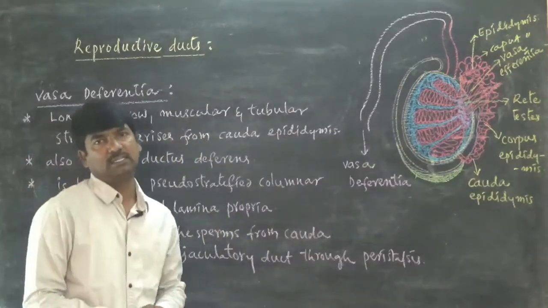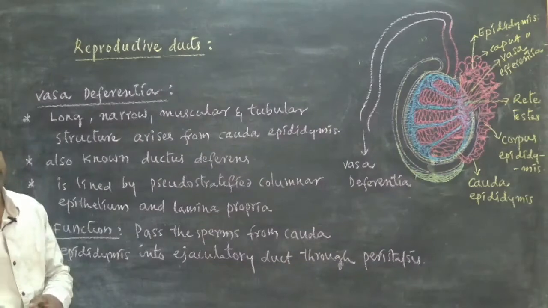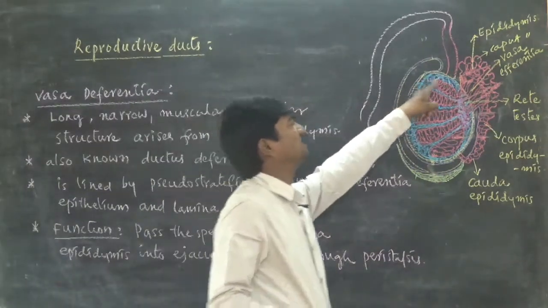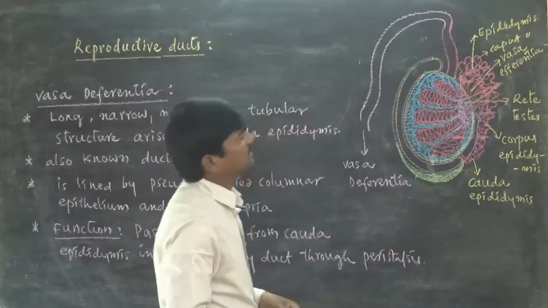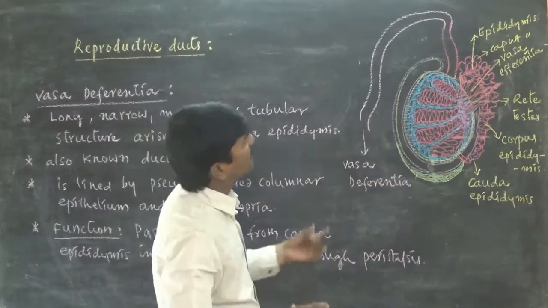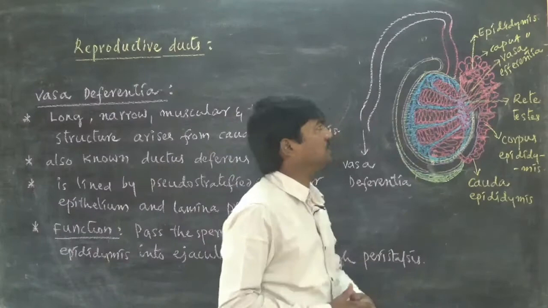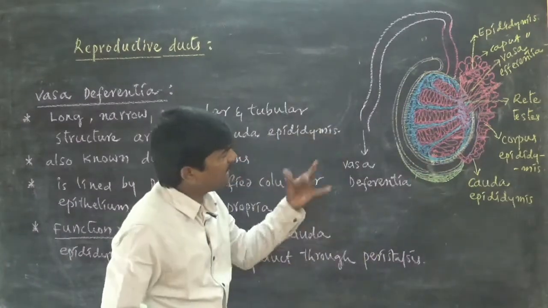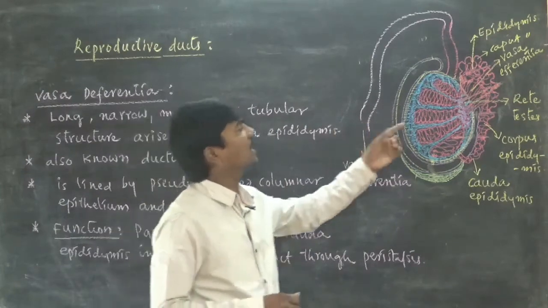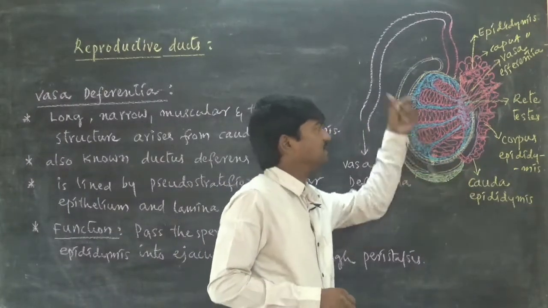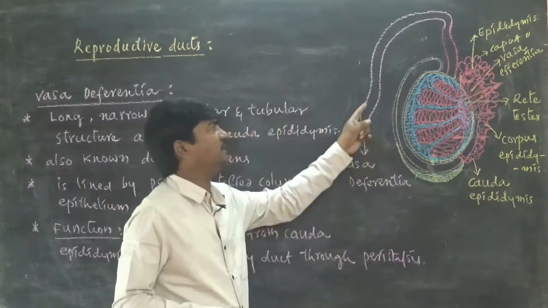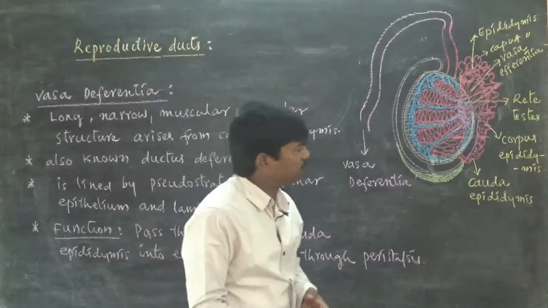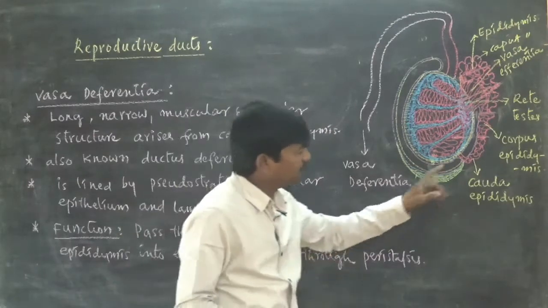Vas deferens, also known as ductus deferens. Here we can identify that structure. It is a long, narrow, muscular and tubular structure. It arises from the cauda epididymis. Here we can identify the back side of this structure, which is called the vas deferens. The vas deferens arises from the cauda epididymis.